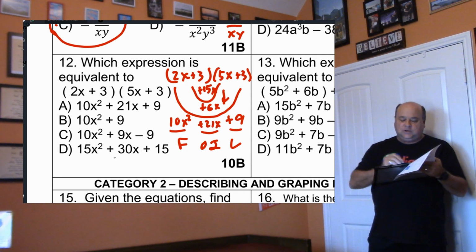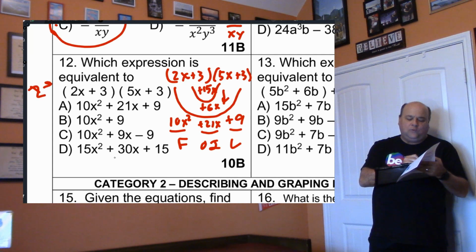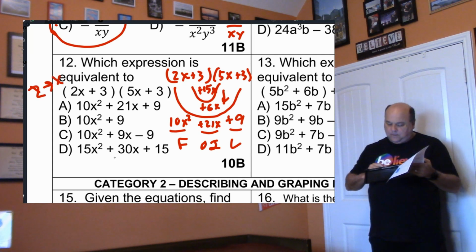Now then, let's go and do this with store. So we're going to store 2 for x, okay? So I'm going to go to my calculator.